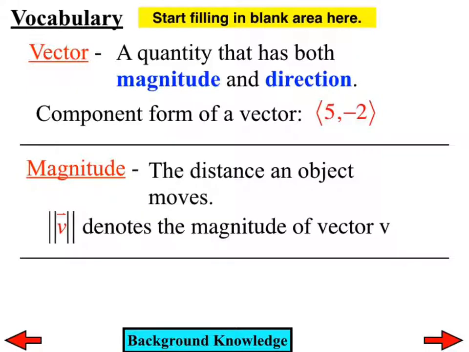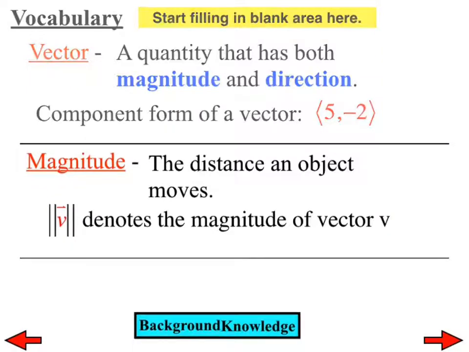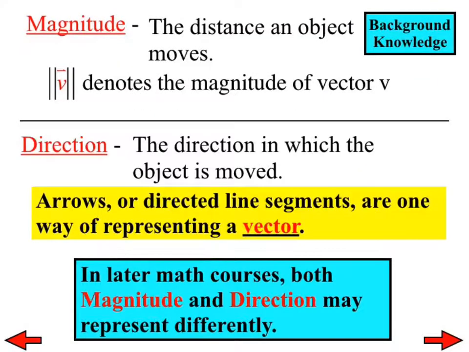And I know there's a blank area for dimensional. We'll fill that in just a minute. And magnitude also has direction, and by direction we're referring to the direction in which the object is moved. And we usually use rays or arrows or directed line segments to represent a vector. And in later math courses you may represent those two ideas a little bit differently. And I'm stopping for a second to let everybody get caught up here.